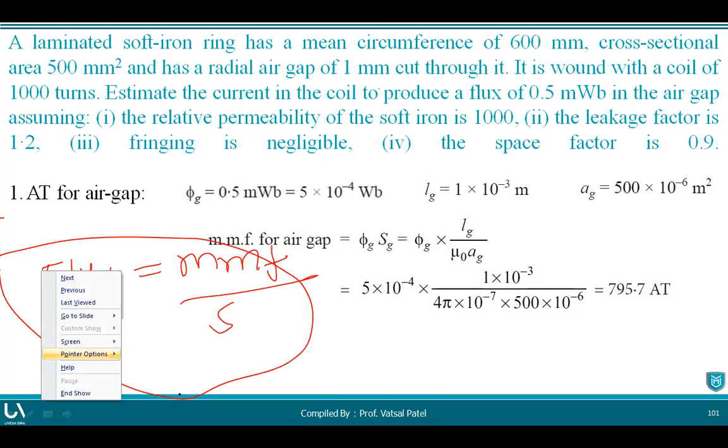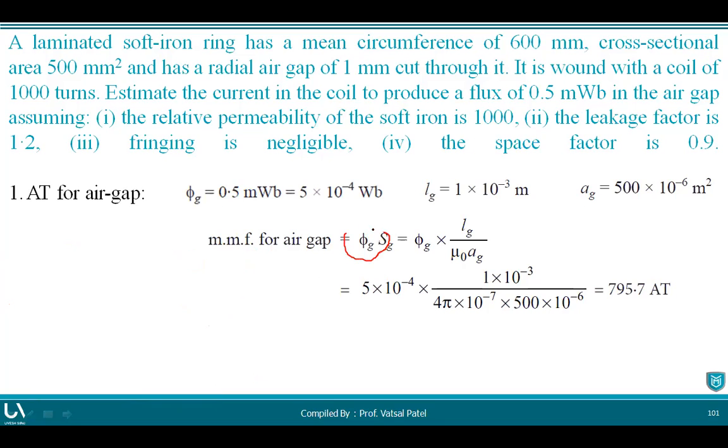So for that, you will use this equation, that is the flux for the air gap and the reluctance for the air gap. And the reluctance is equal to length divided by mu 0 mu r into cross sectional area. So we have the flux value of 5 into 10 raised to minus 4 Weber. Multiply the length, which is also given to you, that is 1 into 10 raised to minus 3 meter, divided by mu 0, that is equal to 4 into 10 raised to minus 7. Mu r is equal to 1, because in the air gap the relative permeability is equal to 1, multiplied by the cross sectional area, that is 500 into 10 raised to minus 6.